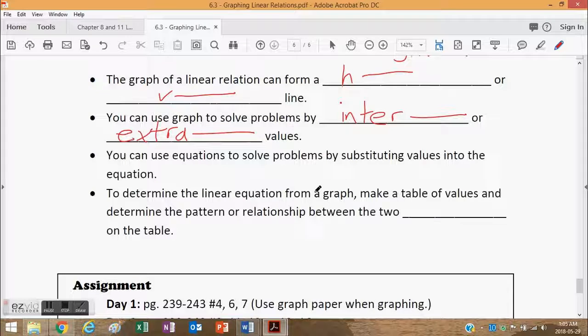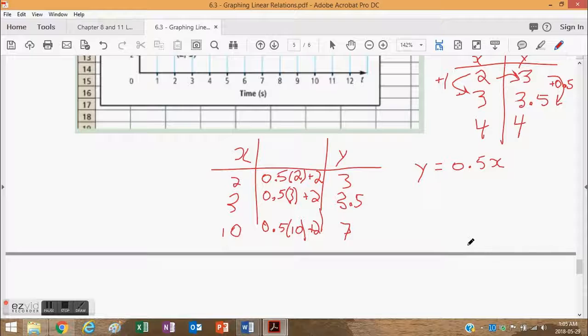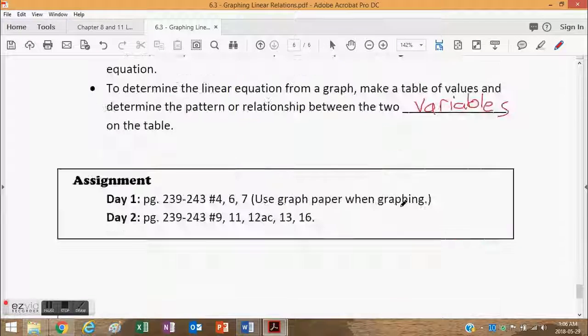So to determine the linear equation from a graph, make a table of values. That seems really important. Yes, you got to do it. And determine the pattern or relationship between the two variables on the table. We're always going to be looking at how do I get from the first variable I've got written to the second. What do I do mathematically? Multiply, divide, add, subtract to the x to get to the y. Okay, this is my input. This is my output. How do I find a rule that gets me there? And that's really what we're doing.